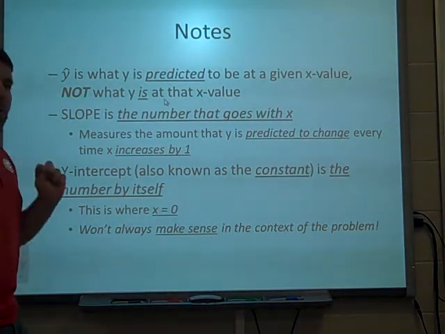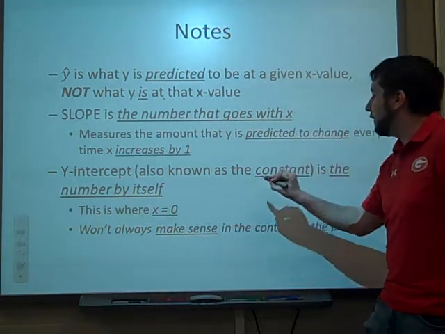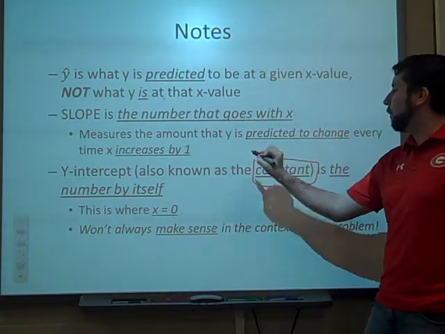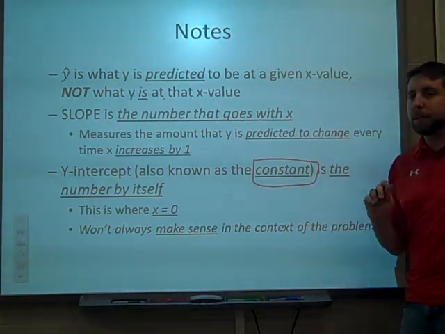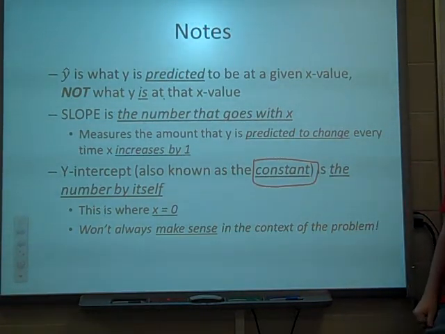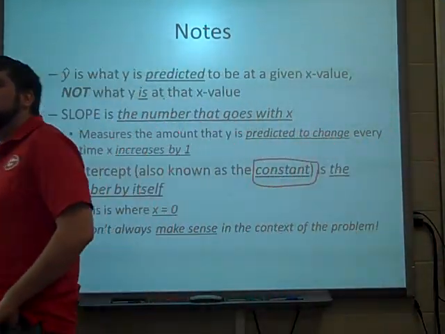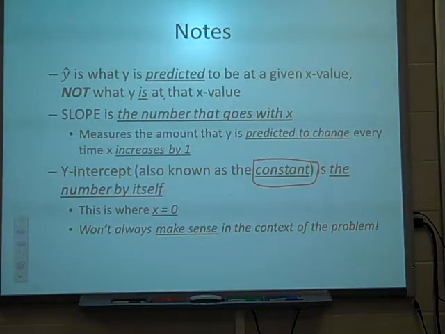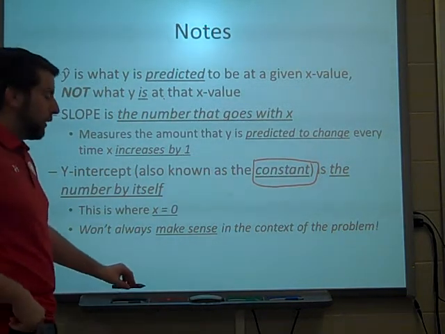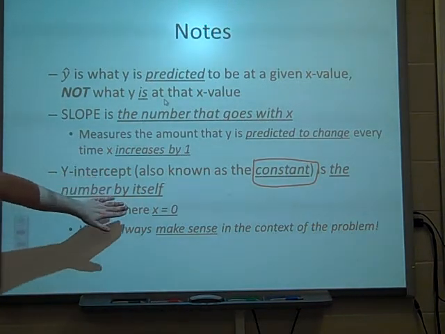Y-intercept. First of all, it's also known as the constant, and that's what we're going to call it more often in this course. The y-intercept is the same as the constant. It's a good term to know, not just for this class, but for any math class you might take. It's the number by itself, the number that doesn't have x with it. You learned that in Algebra 1. This is where x equals 0.